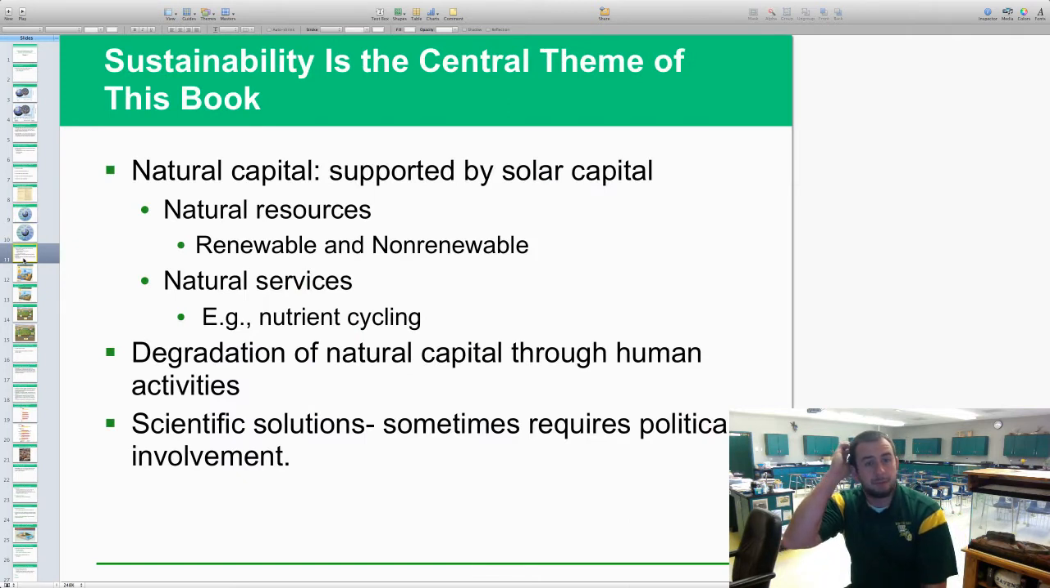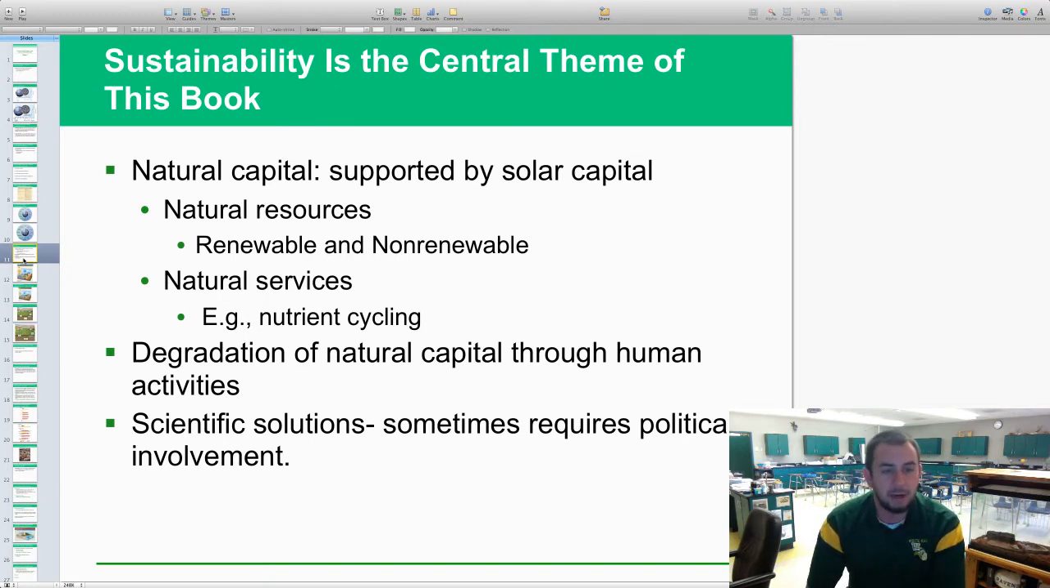So the central theme of the book is based on this thing called natural capital. Natural capital is our resources. Basically, that's the special term we assigned for resources. It's supported by solar capital, which you can obviously conclude is the sun, energy from the sun brought down to actually provide natural resources for us. There are natural resources that are renewable and non-renewable. There are also natural services like nutrient cycling, which a lot of us rely on even though you don't really know it.